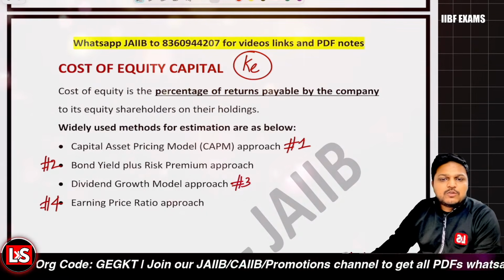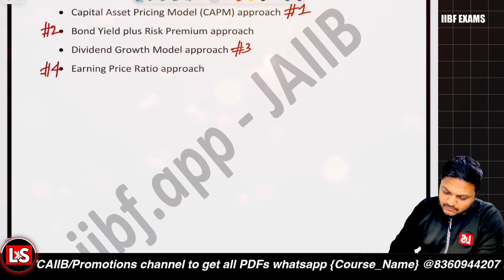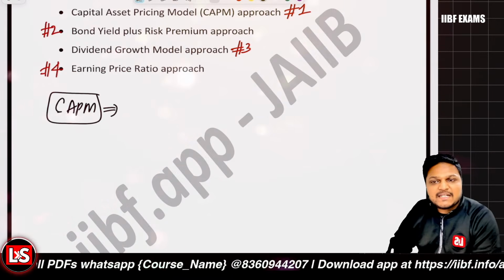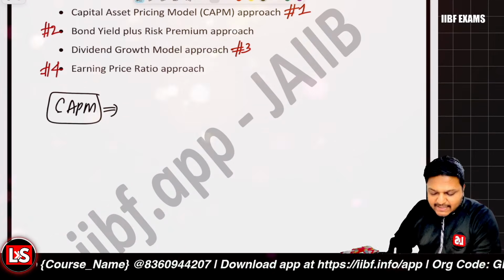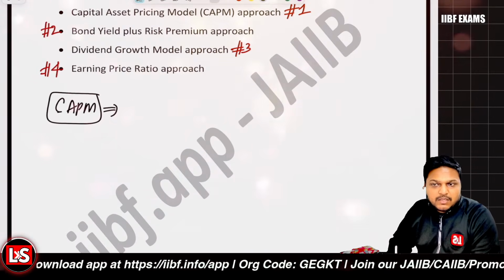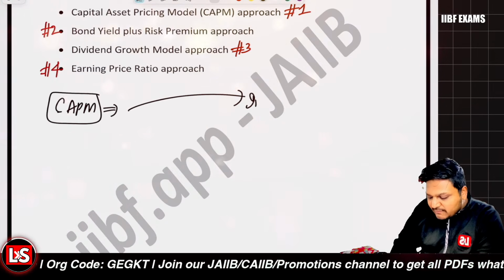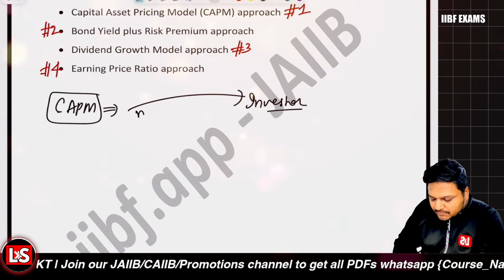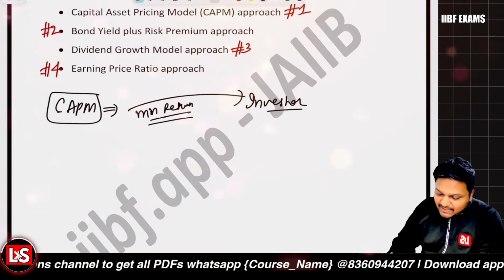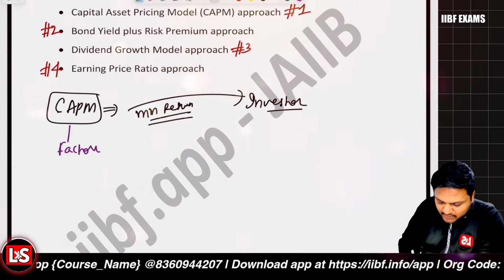The first approach that we are going to learn about is the CAPM approach. Now, what is CAPM? It is the capital asset pricing model. As per this approach, the required rate of return on equity, let's say the minimum return that is to be paid to the equity shareholder, depends upon three factors. So we are talking about the factors based upon which the minimum return is to be paid.